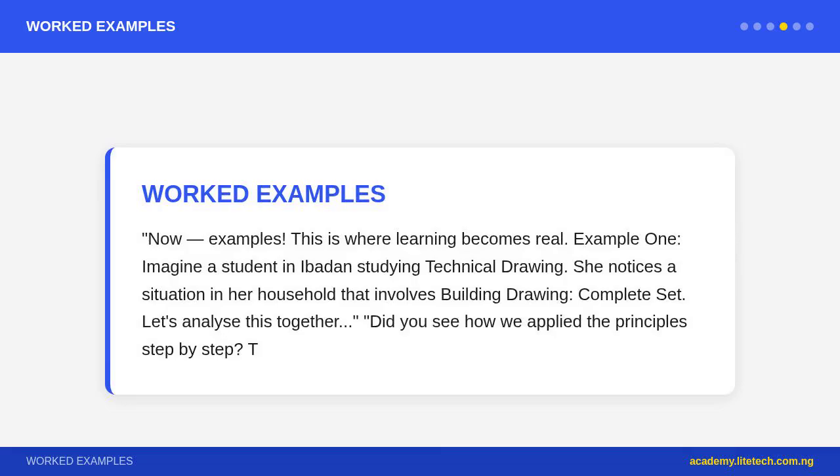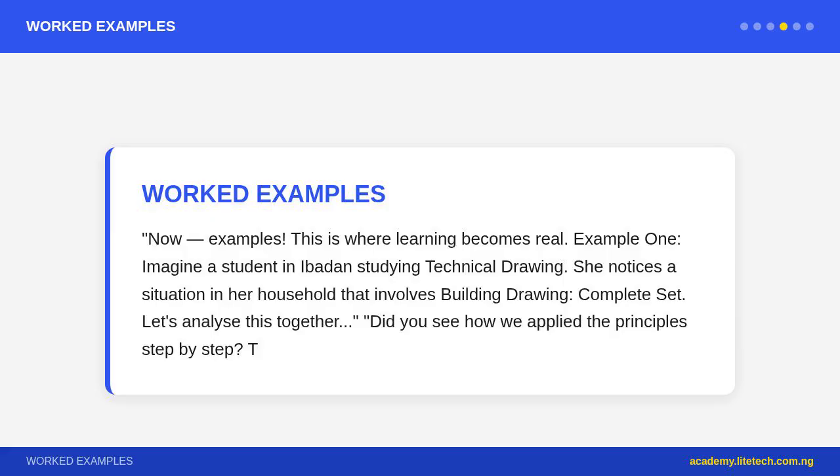Now, example 2. This one is slightly different. Notice how even though the context is different, a market trader in Aba versus a farmer in Plateau State, the same principles apply. That is the beauty of technical drawing, the knowledge travels with you.